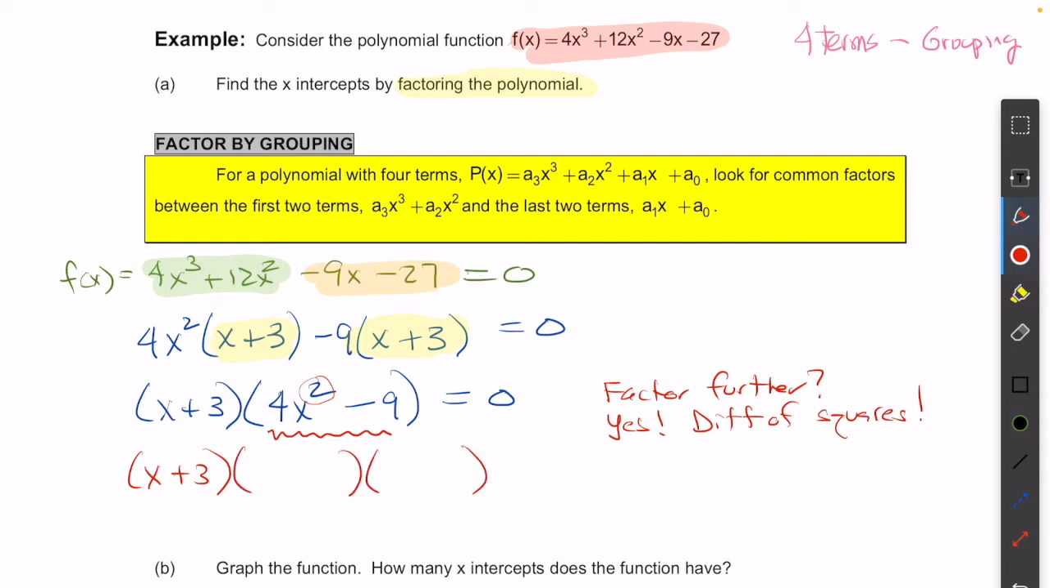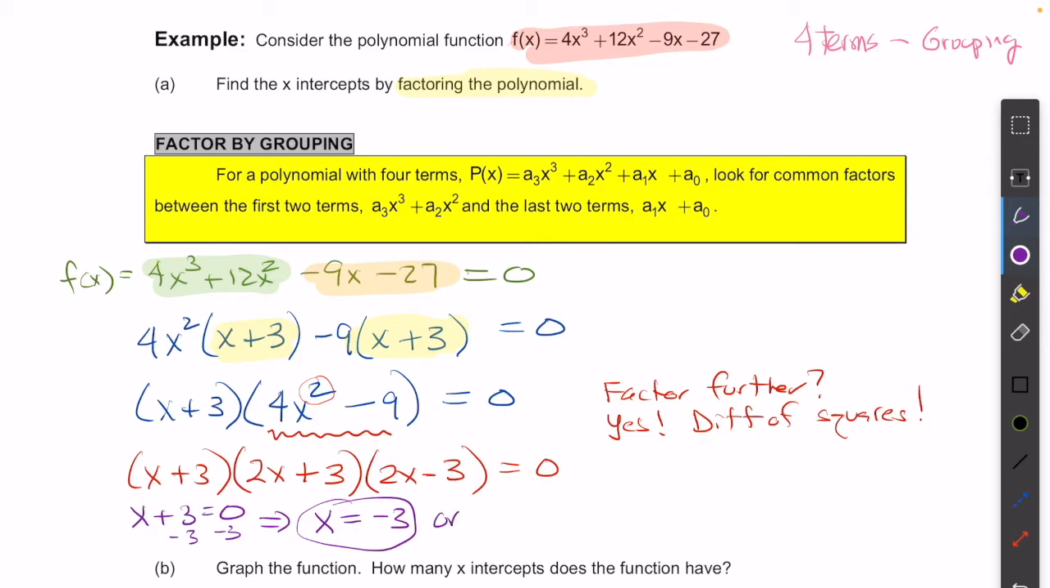and factor the difference of squares as 2x and 2x, 3 and 3, 1 gets a plus, 1 gets a minus. And then setting each factor to 0, you get your 3 solutions.